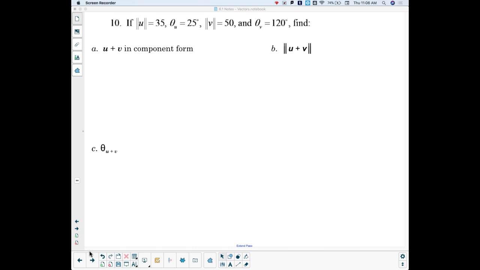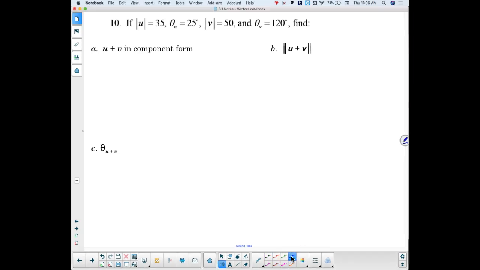Chances to take that one. Okay? We'll take the best of the 3 scores. All right, so here we go. Get ready. We go. So u plus v in component form.